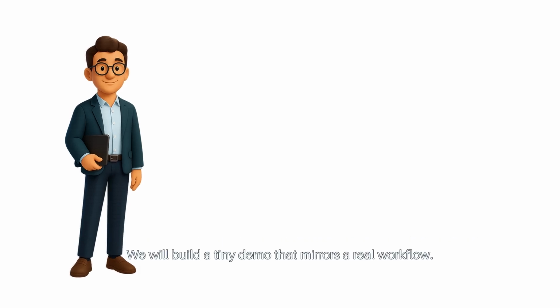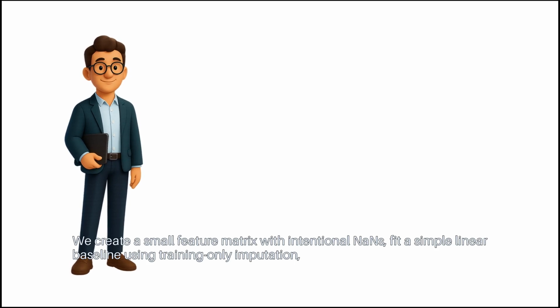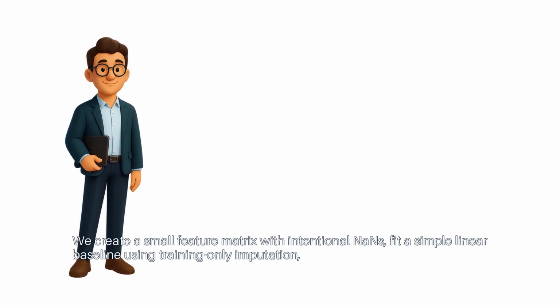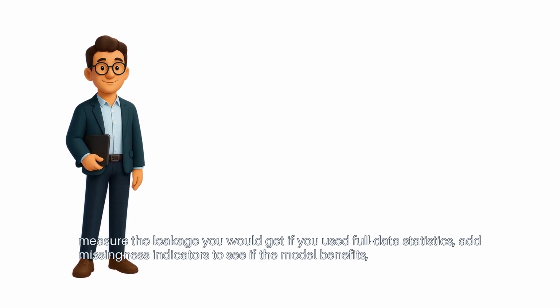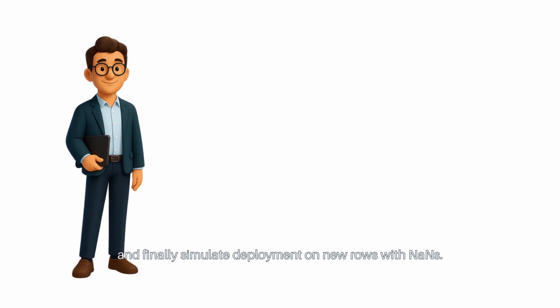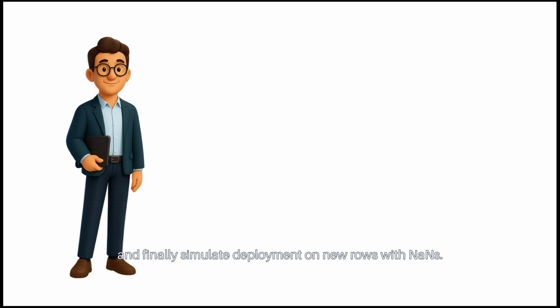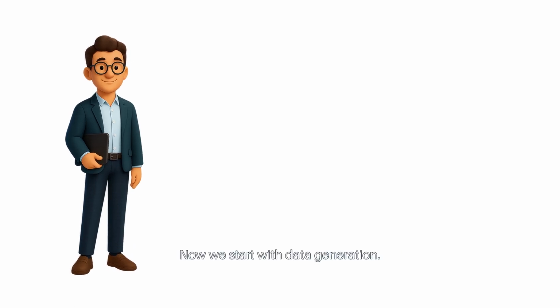We will build a tiny demo that mirrors a real workflow. We create a small feature matrix with intentional NaNs, fit a simple linear baseline using training-only imputation, measure the leakage you would get if you used full data statistics, add missingness indicators to see if the model benefits, and finally, simulate deployment on new rows with NaNs. Now we start with data generation.